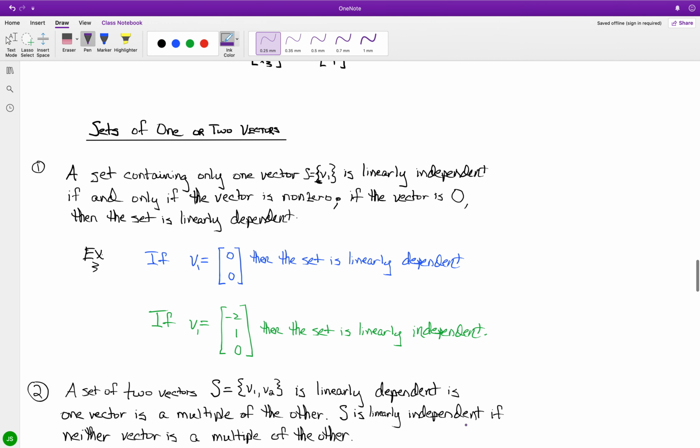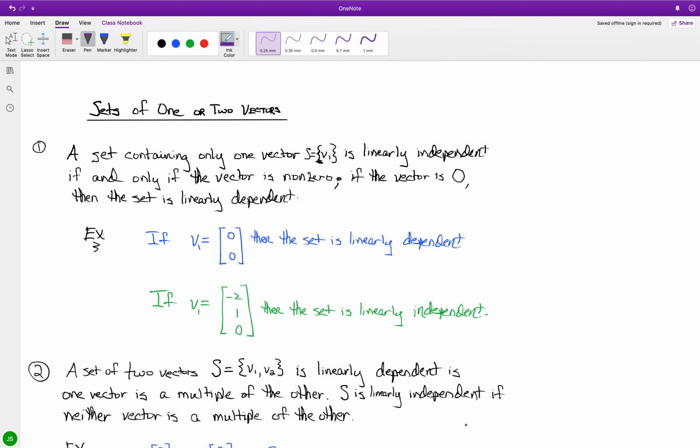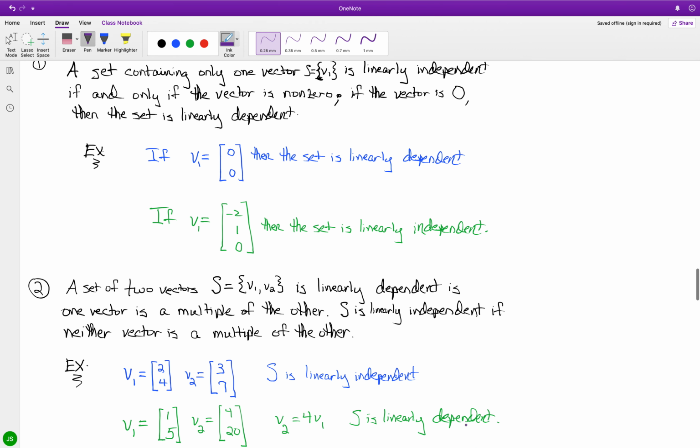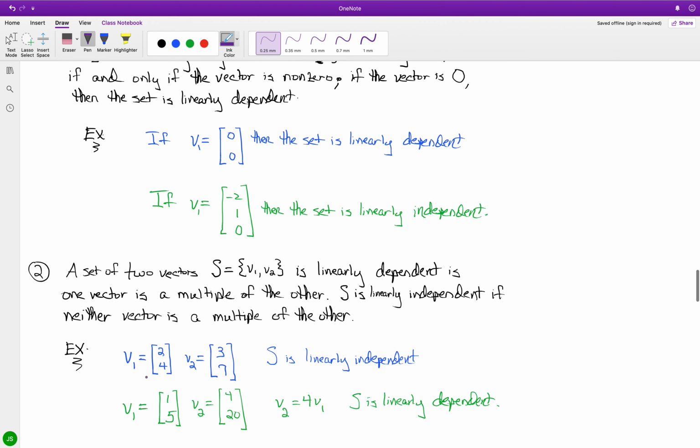Now, in the case of two vectors, a set of two vectors is linearly dependent if one vector is a multiple of the other. So S is linearly independent if neither vector is a multiple of the other. Say we have a couple of examples here: we have v1 and v2, and v1 is not a multiple of v2 or the other way around. So this particular set is linearly independent.